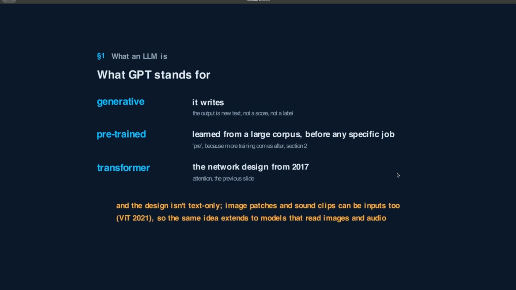So we use the word GPT a lot, but we don't always talk about what it really stands for. The G in GPT stands for generative, meaning that it writes text. The P stands for pre-trained, meaning that these models are pre-trained on the entire internet, on a lot of different texts that aren't specific to any one job. And transformer was the architecture that was released in 2017 by that paper we had previously discussed.